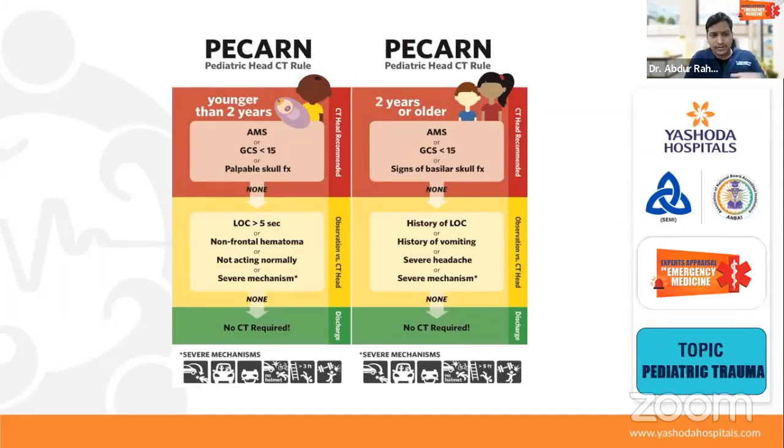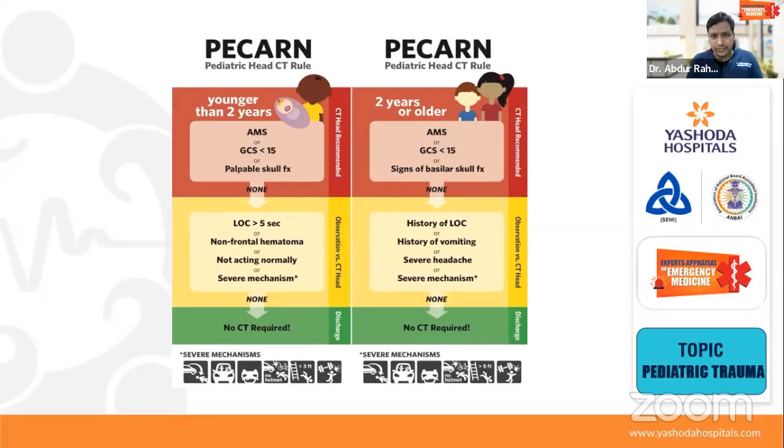Severe mechanism of injury indicates, you can see the images below, if the patient got ejected out of the vehicle from the motor vehicle crash, or patient collision while cyclist or pedestrian hit with motor vehicle collision without a helmet, and fall more than 3 feet, and high impact injury. So these are the severe mechanisms of injuries. Here, if these five things are not there, then CT is not required. And if these things are present, then the clinician can decide whether to go with observation versus CT head.